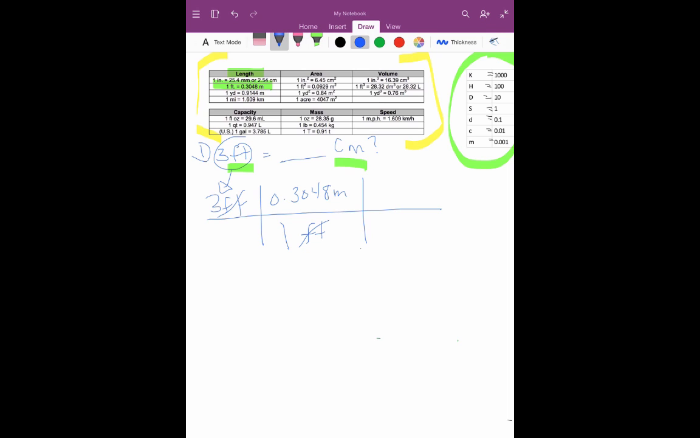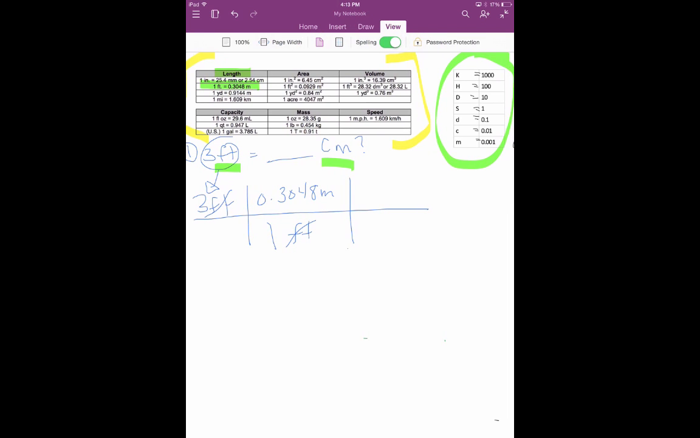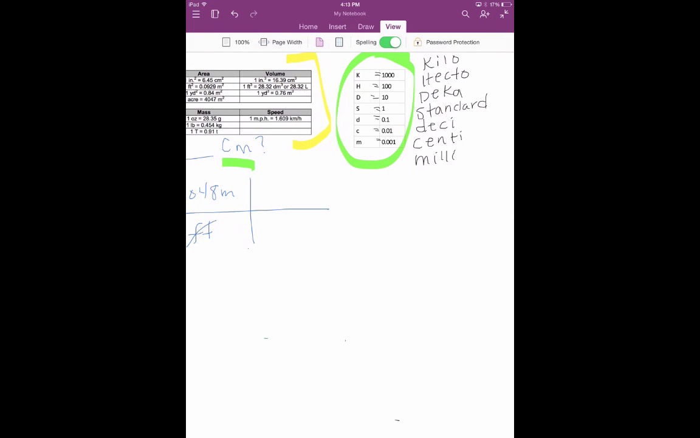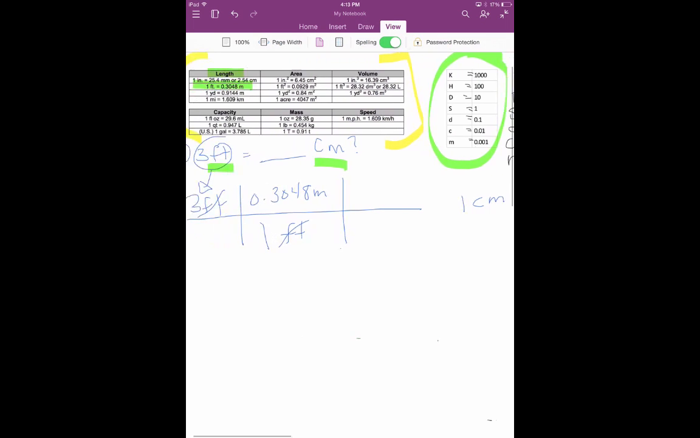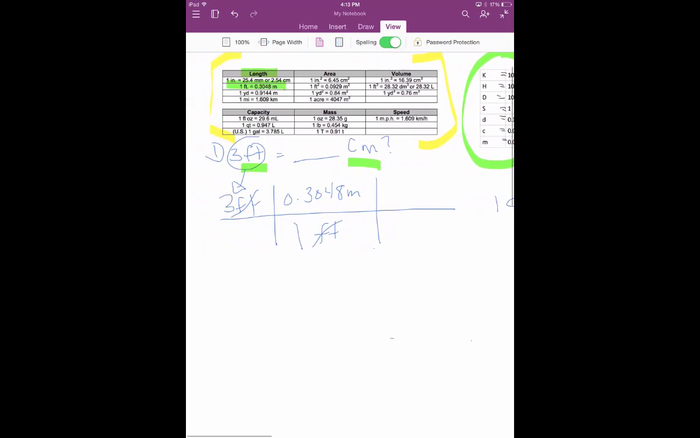So we're not quite done yet. We have another step to this problem. We need to go from meters to centimeters. Looking at this chart over here, meters is our standard unit, centimeters down here. So 1 centimeter equals 0.01 meters. That's going to be the conversion factor that we're using. So 1 centimeter equals 0.01 meters.